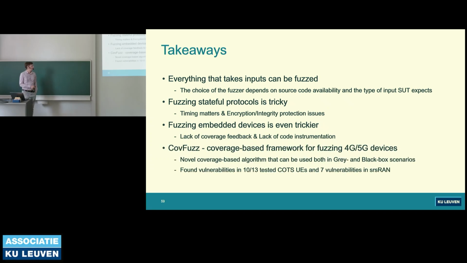And CovFUZZ is the paper that tried to address these issues and also proposed a coverage-based framework for fuzzing 4G and 5G devices. It proposed a novel coverage-based algorithm that can be used in gray and black box scenarios, and it is supported by the experiments where we found 10 devices vulnerable out of the 13 that we tested, and 7 vulnerabilities in the open source 4G stack implementation.